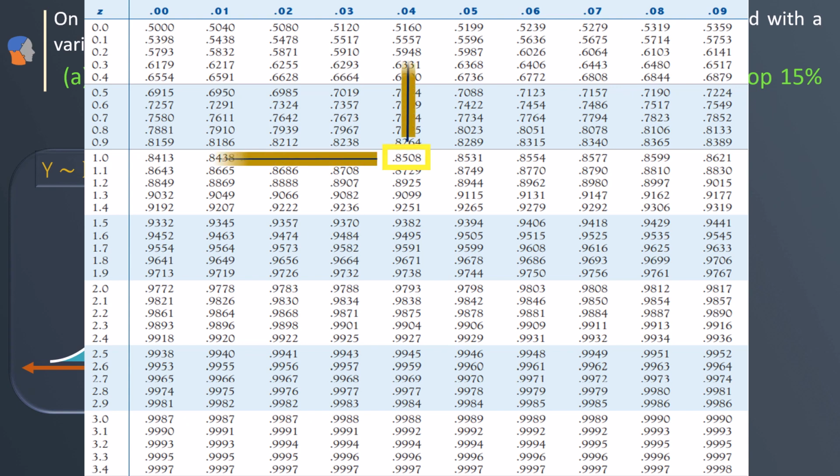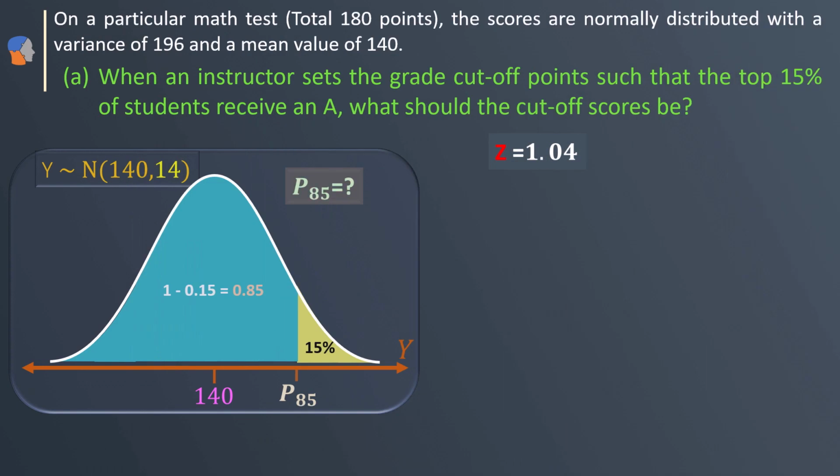Therefore, find the z value for this. That is 1.04. Now we know the z value from the table. Then we can find the z value of P85 using the formula (x minus mu) over sigma. Here x is P85, mu is 140 and sigma is 14. So this is the z value from the z formula.